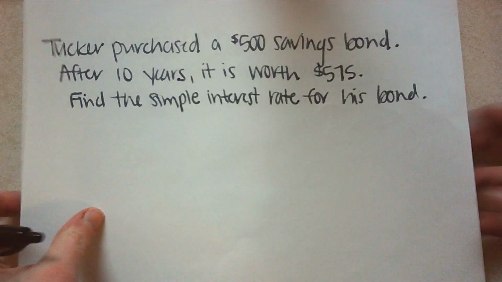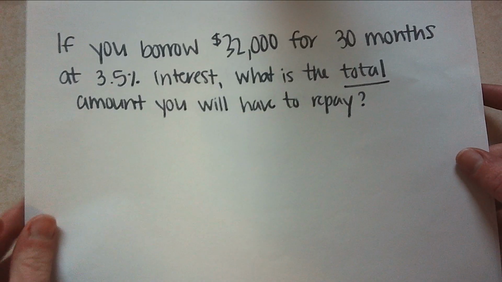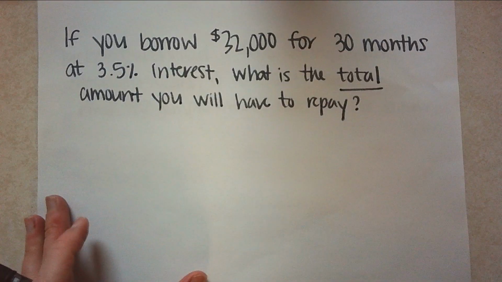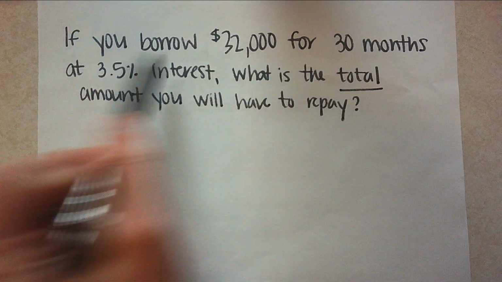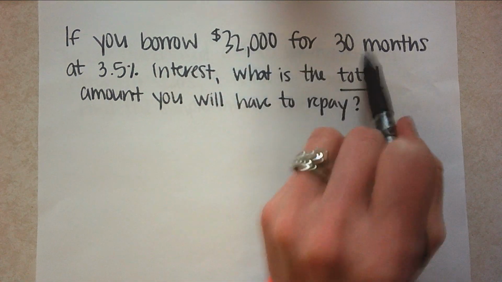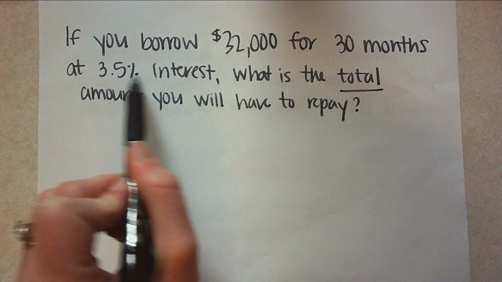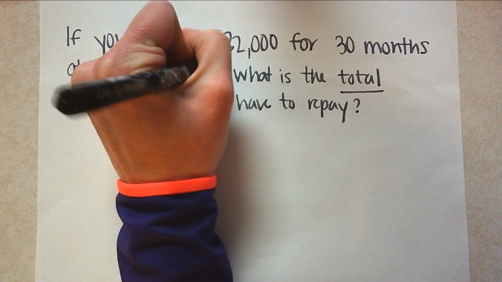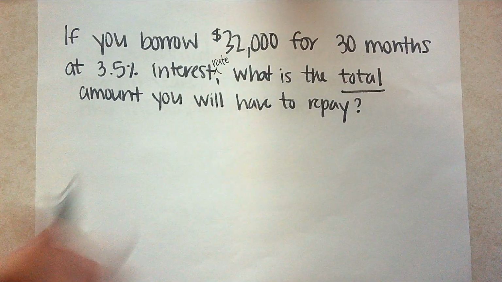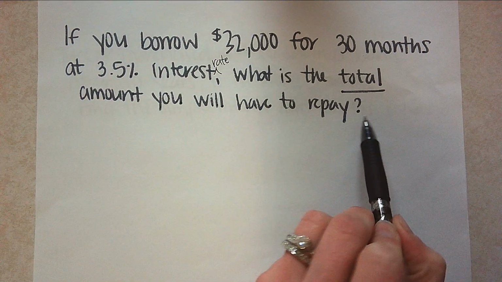I'm going to do one more with you, and then I'm going to give you a chance to try one by yourself before you move on. It says, if you borrow $3,200 for 30 months at 3.5% interest, and this is the interest rate, what is the total amount you will have to repay?